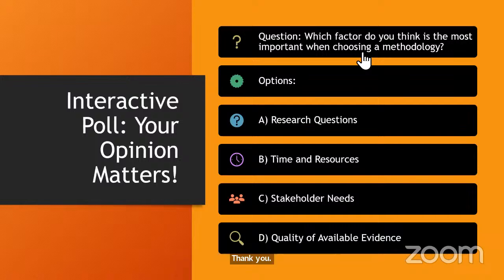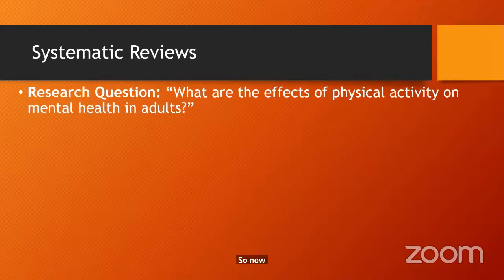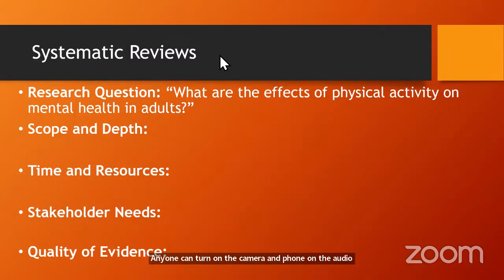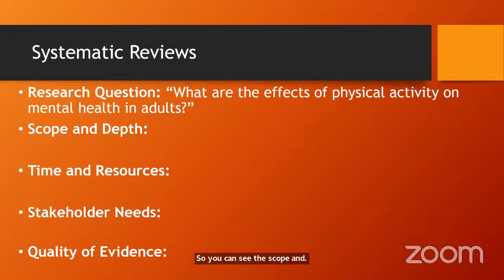I'll go to the next slide. So now we'll have some practice questions. Anyone can turn on the camera and audio and speak. Here's one research question: What are the effects of physical activity on mental health in adults? So you can say the scope and depth, time and resources, the stakeholder need, and the quality of evidence.